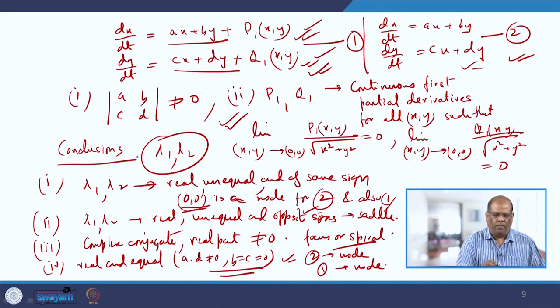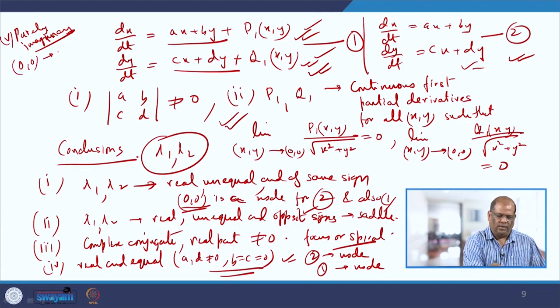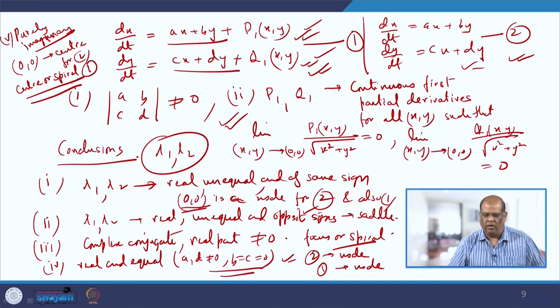And if it is purely imaginary, which is number 5, then here is a deviation: if your (0, 0) is a center for system 2, then for system 1 it can be a center or a spiral. So, this is one deviation that you get. If it is a purely imaginary root, we know that this is a center, but for system 1 it can be a center or it can be a spiral.